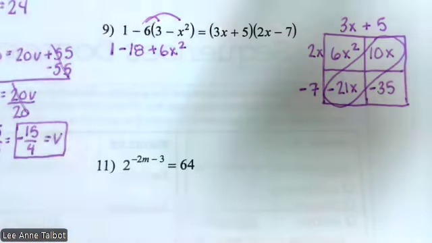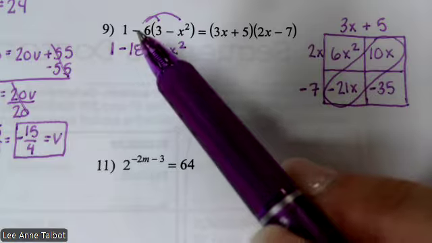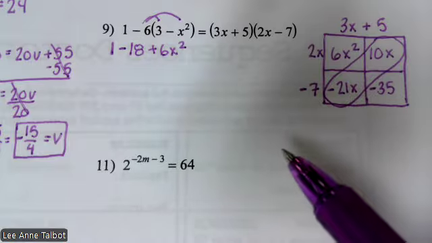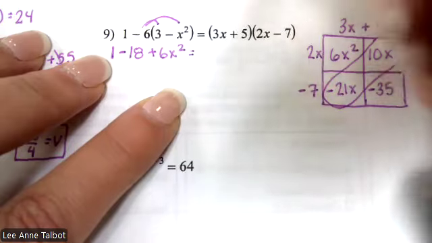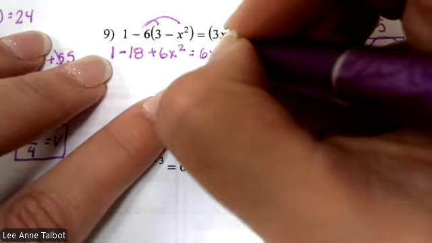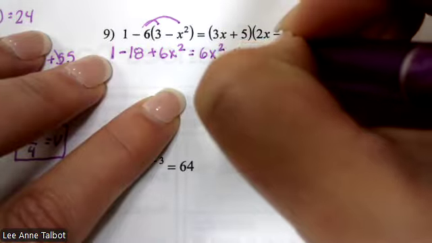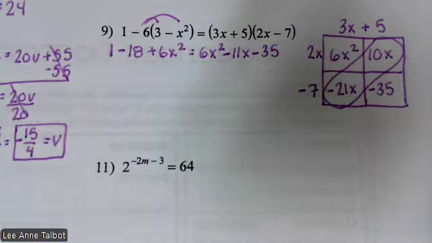Okay, so I have 1 minus 18 plus 6x squared. Let me just make sure that looks right. So I have 1 minus 18 plus 6x squared. Okay, good. Equals, and then this side, I'm going to combine those two like terms there. So I have 6x squared minus 11x minus 35. Okay, does that make sense so far?